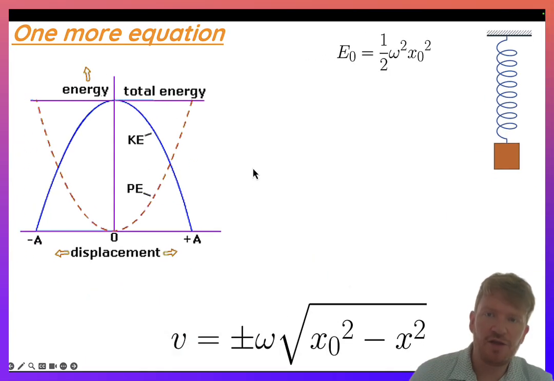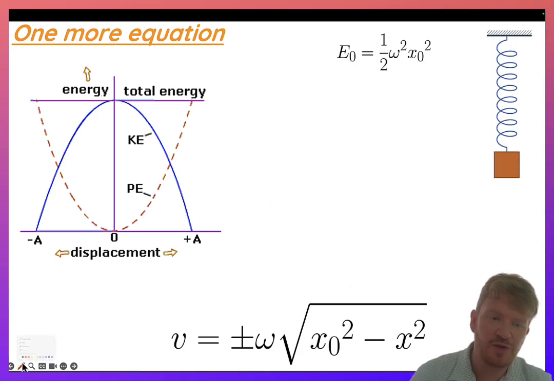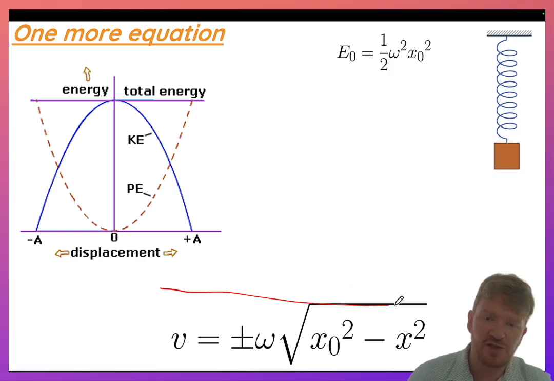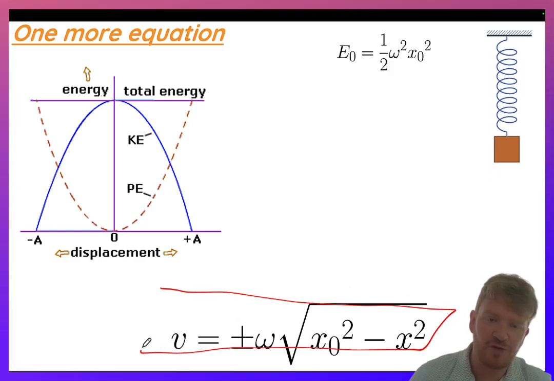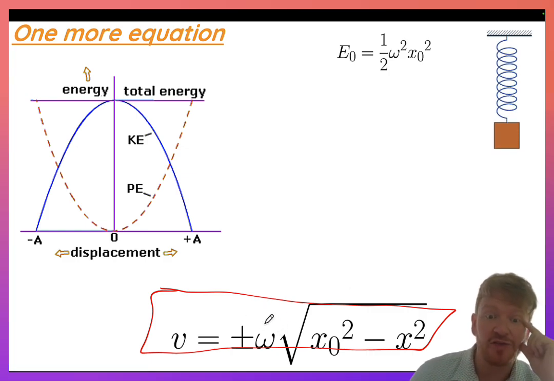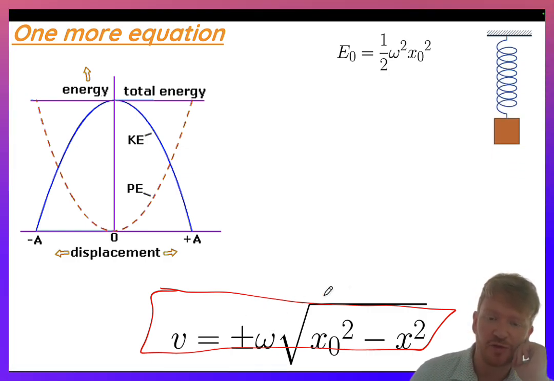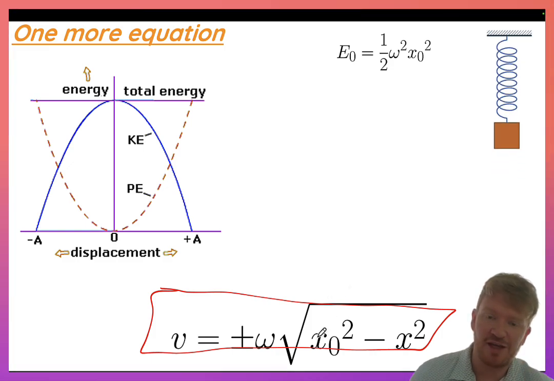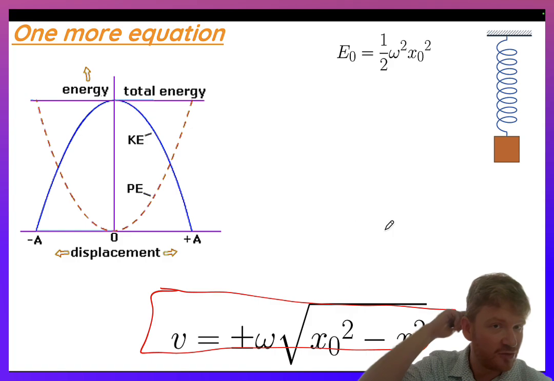All right, now one last equation. We're going to try and prove this equation here. This is one that you just need to know. It appears in your exam. We can say that the velocity at any point is equal to plus or minus the angular velocity multiplied by the square root of its amplitude squared, take away its position at a moment in time squared.